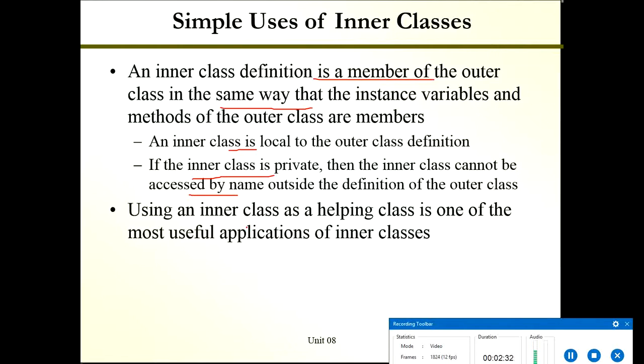Using an inner class as a helping class is one of the most useful applications. So basically these are the helping classes. There are two advantages of using the inner class. Firstly, because they are defined within a class, they can be used to make the outer class more self-contained than it otherwise would be. And the second advantage is that the inner class and the outer class methods have access to each other's private methods and private instance variables. So this is one of the important advantages of the inner class.